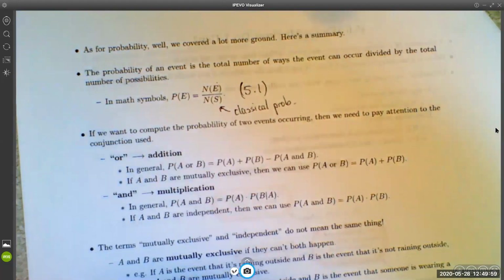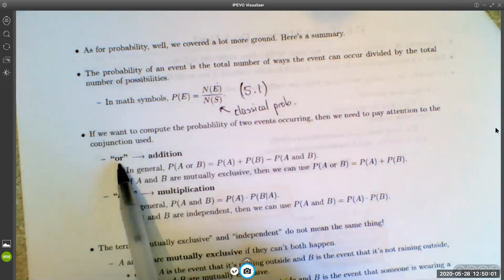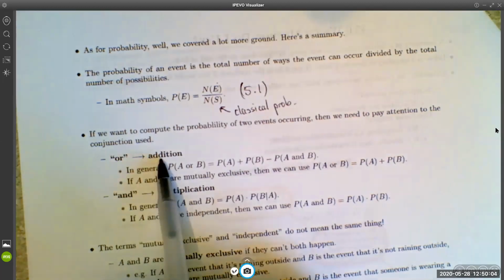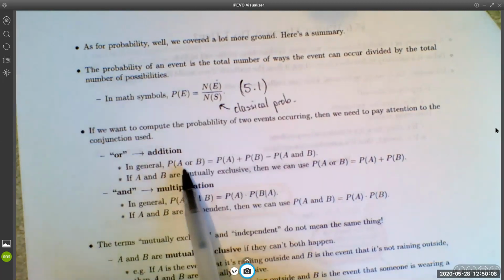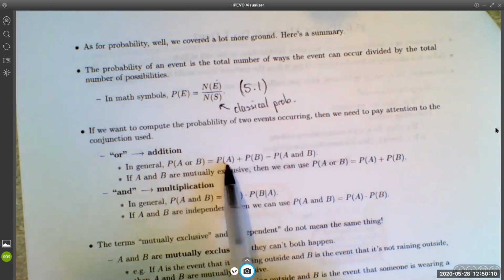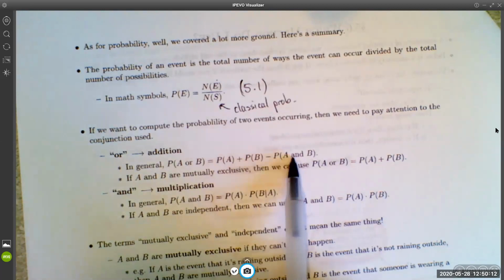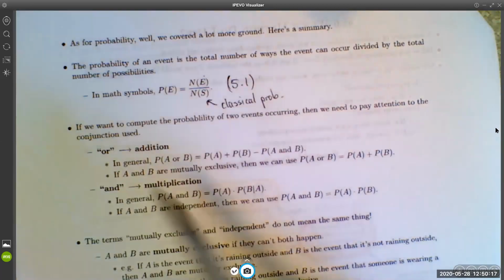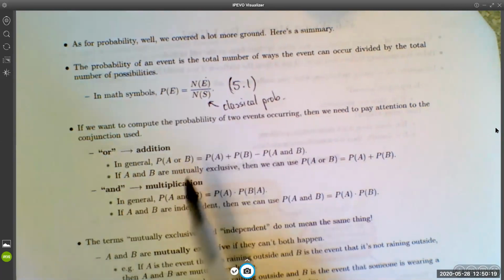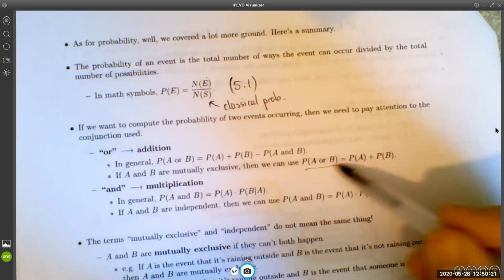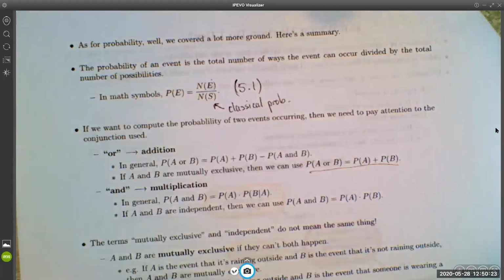What you should walk away with is that when you see the word or, you should think of an addition rule. Okay, to be explicit, right? Probability of A or B is probability of A plus probability of B minus probability of A and B. If you happen to know that A and B are mutually exclusive, then you can use a slightly easier version of that formula, right? And again, mutually exclusive just means that A and B cannot both happen at the same time, okay?